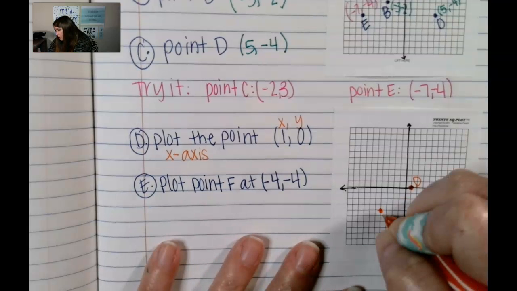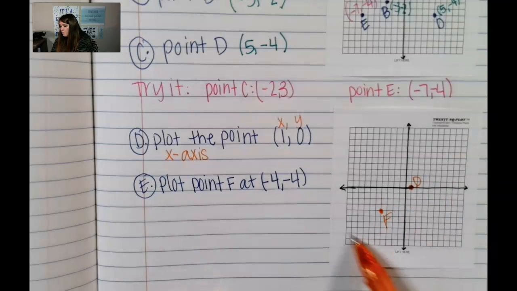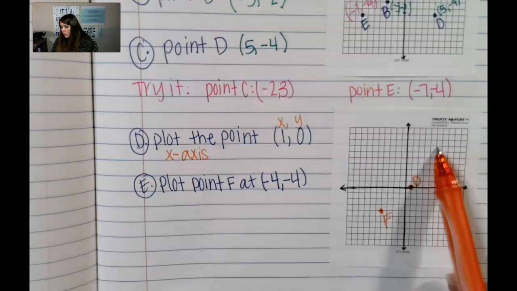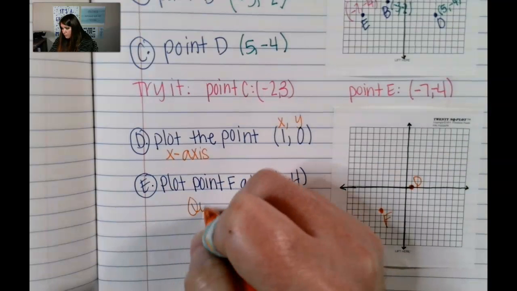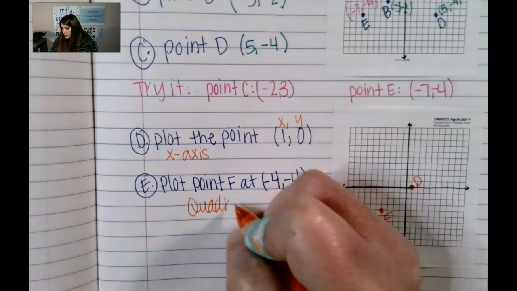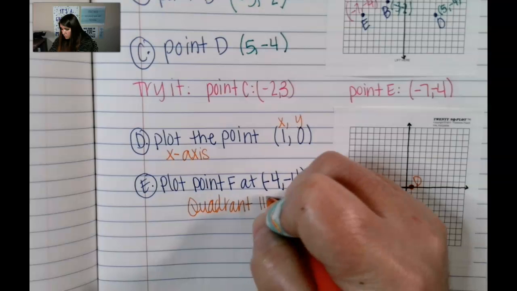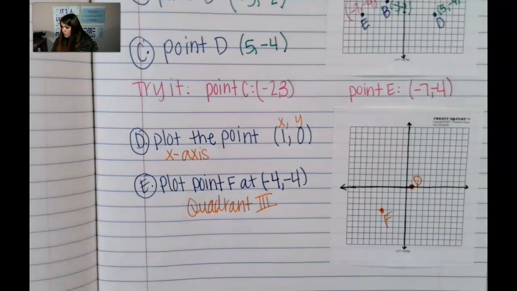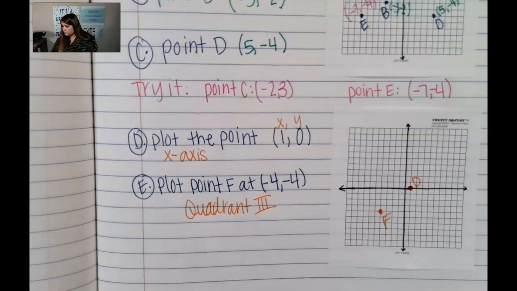Okay, and this one, we are calling this point F, and it is in quadrant number 3. 1, 2, 3, 4. So this plot point was found in quadrant 3. All right, let's go ahead and plot one more example before I give you another try it.